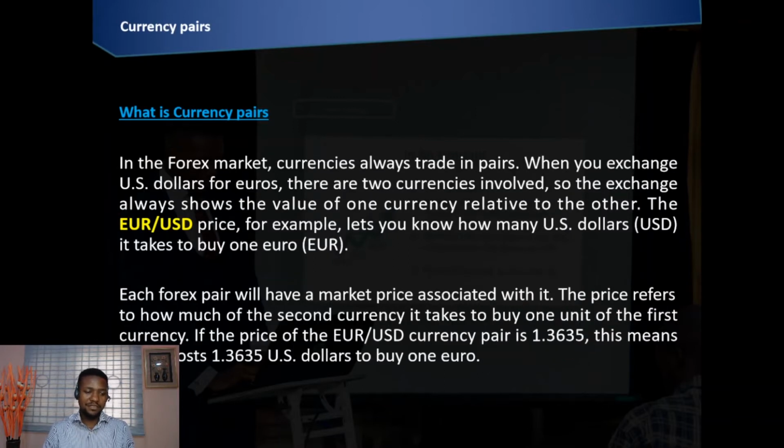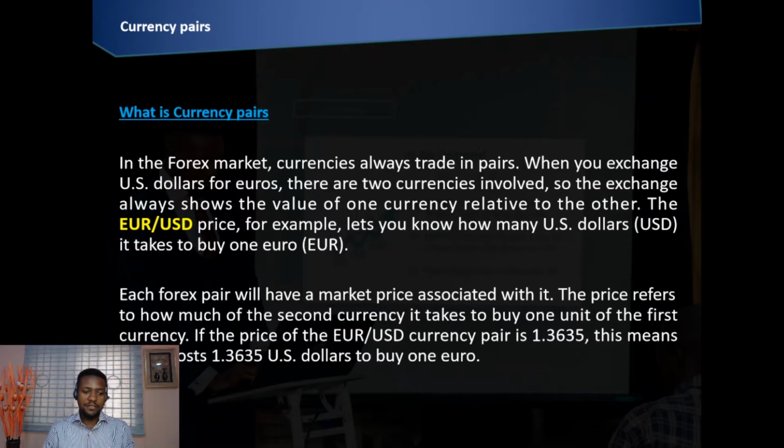So the first thing you need to understand is currency pairs. What is currency pairs? In the forex market, currency always trade in pairs. When you exchange US dollars for euros, there are two currencies involved. So the exchange always shows the value of one currency relative to the other. The Euro USD price, for example, lets you know how many of the US dollar it takes to buy 1 euro. Each forex pair will have a market price associated with it. The price refers to how much of the second currency it takes to buy 1 unit of the first currency.